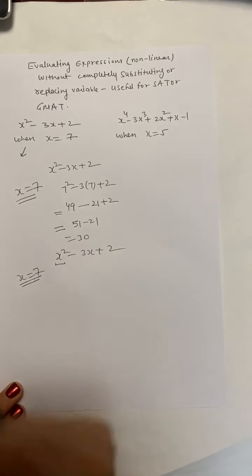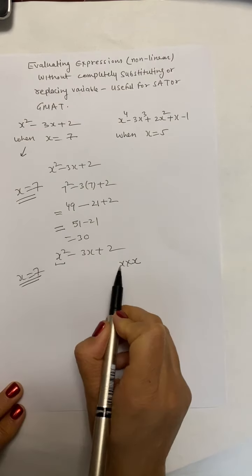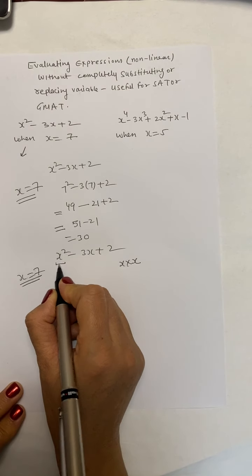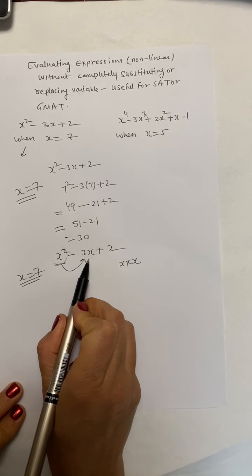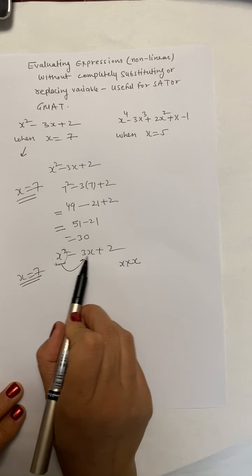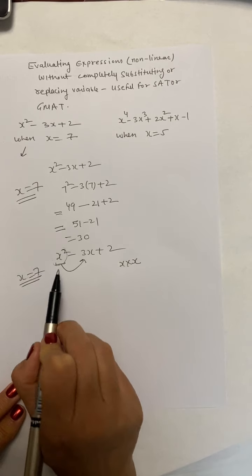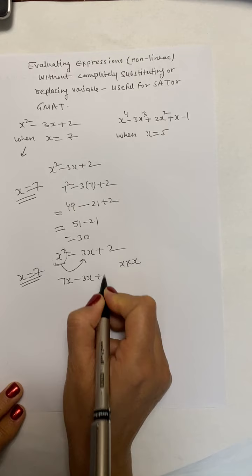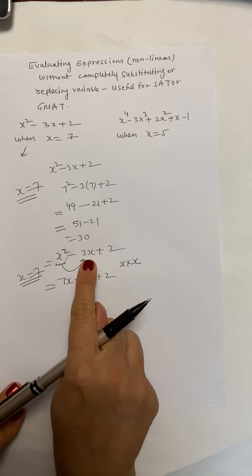If you look at x squared, which is x times x, I'm going to replace just one x. What I'm basically doing is reducing my first term so that it looks like the next term in the expression. In this case, I have negative 3x as my second term, and here I have x squared. So I'm going to replace only one x, which gives me 7x minus 3x plus 2. Whatever your next term is, you reduce the first one into that.